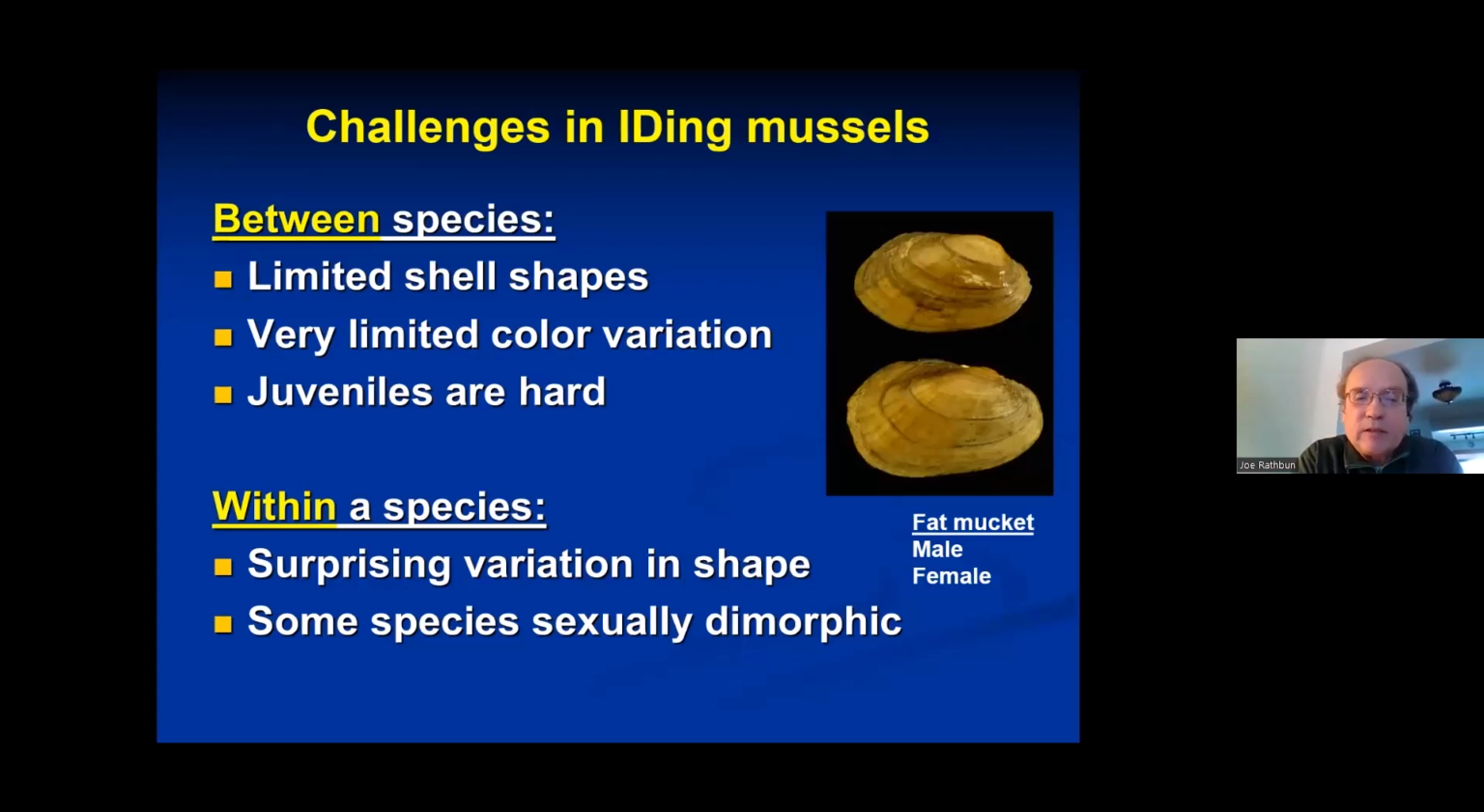And within a species, they can be surprisingly variable in shape, say from headwaters to lower down in the watershed. There are fairly characteristic gradations of shell shape within a single species that you can expect to find. And of course, some species are sexually dimorphic, like the fat muckets here. Like I said, if you didn't know that, you might think they were different species. The field guide, where appropriate, illustrates the male and females of the sexually dimorphic species. There's 10 or 11 of them in the state that have significant sexual dimorphism.